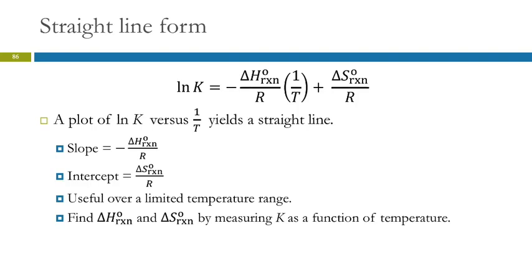So you put it in Excel, you get a straight line equation, whatever the slope is, you plug that in here, you know what R is, you can calculate delta H. You stick the intercept in here, you can calculate delta S. Now this is useful over a limited temperature range, but it's still useful. And so we can find delta H and delta S by measuring K as a function of temperature. That's what we did in experiment 18A.